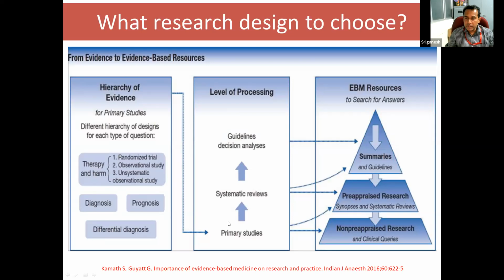Systematic reviews are again derived from the primary studies. These primary studies could be a randomized controlled trial or an observational study. Amongst the primary studies, randomized controlled trials are considered to be superior, then prospective observational studies, then retrospective observational studies, and then case reports. These are the studies in the hierarchical order which need to be either performed or appraised during our practice.